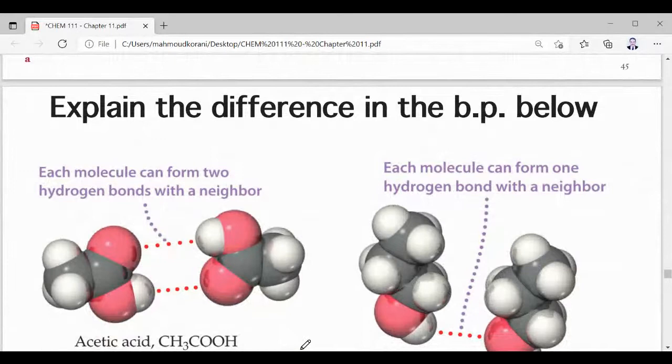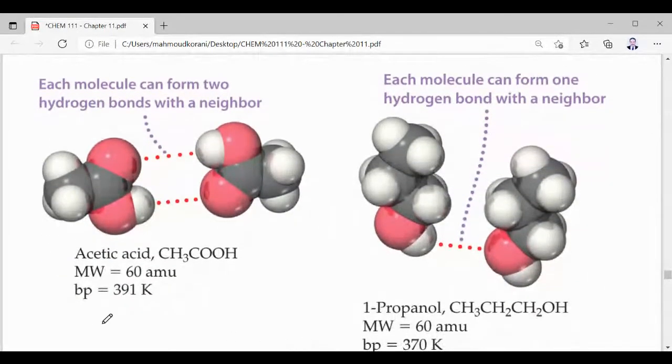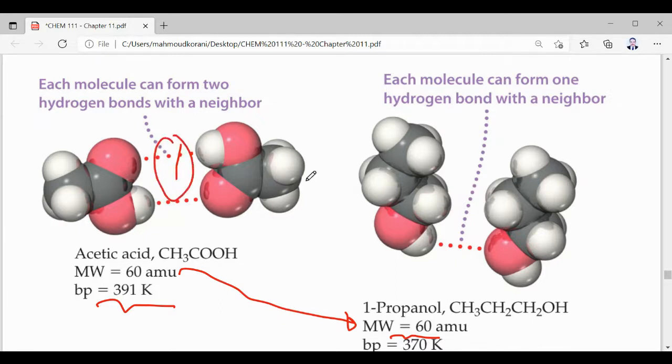Explain the difference in boiling point below. You have these two. This one is higher than this one. Why? Although the molecular weights are the same, there are 2 hydrogen bonds between the molecules, and here just 1 hydrogen bond can form between the molecules.